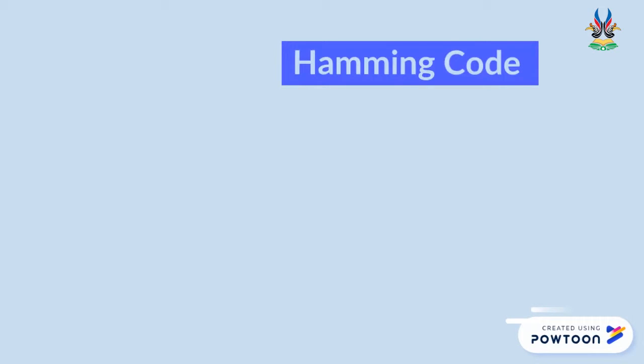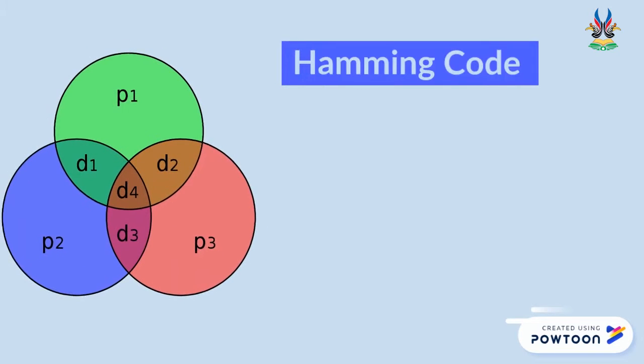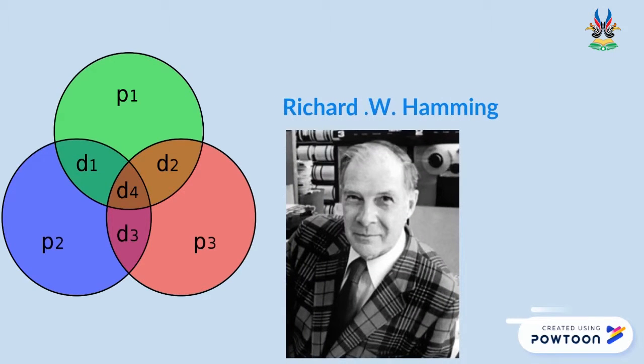Hamming code is a set of error correction codes that can be used to detect and correct the errors that can occur when the data is moved or stored from the sender to the receiver. It is a technique developed by Richard Hamming for error correction.